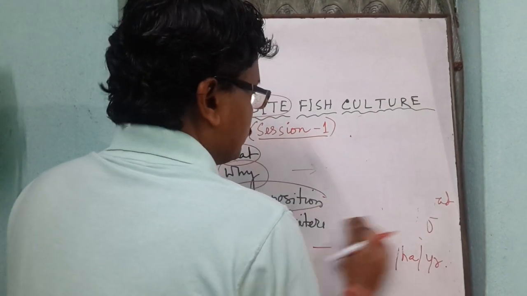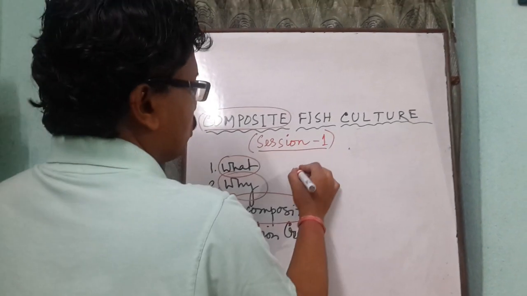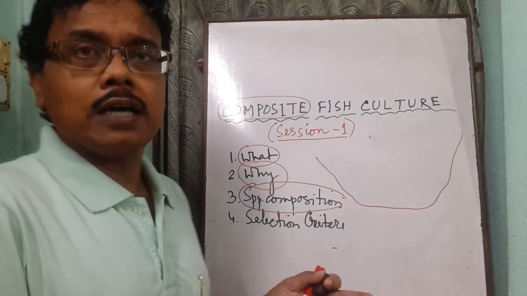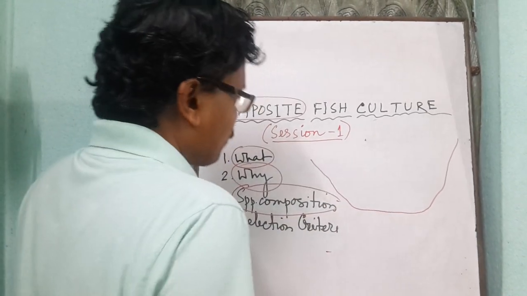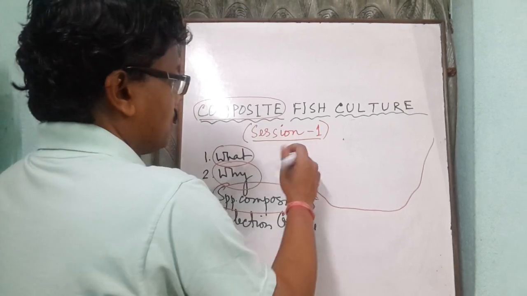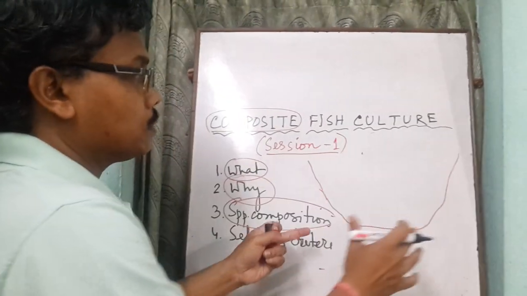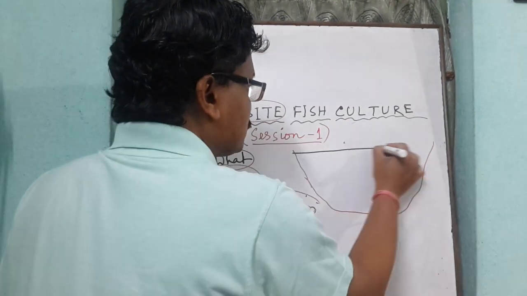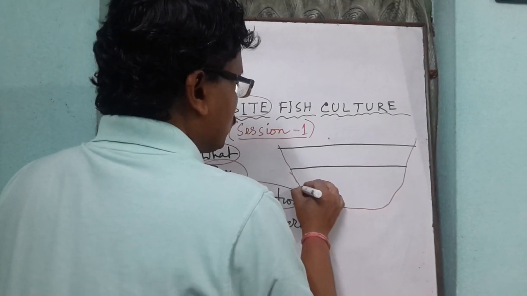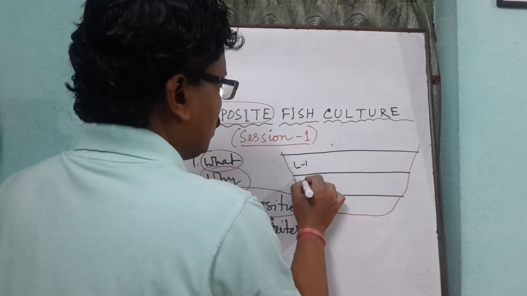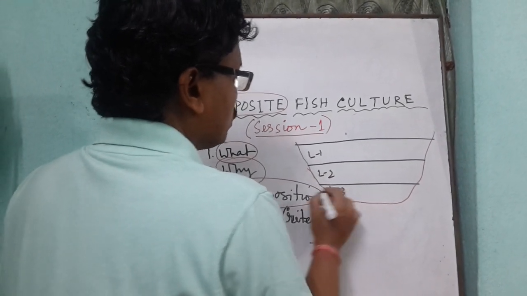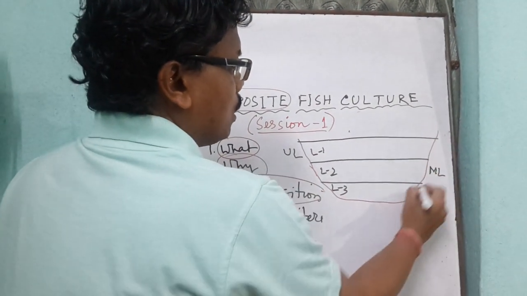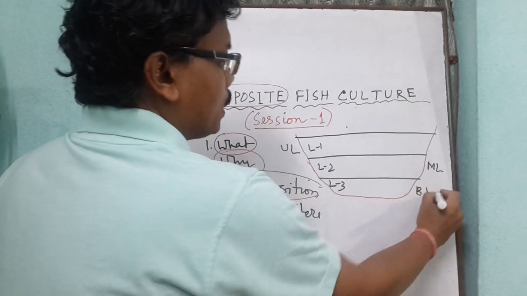Suppose this is a pond, and this pond has its water. We can compartmentalize this pond, rather the pond water, into three layers. This is layer 1, this is layer 2, and this is layer 3. This is the upper layer, this is the middle layer, and this is the bottom layer.